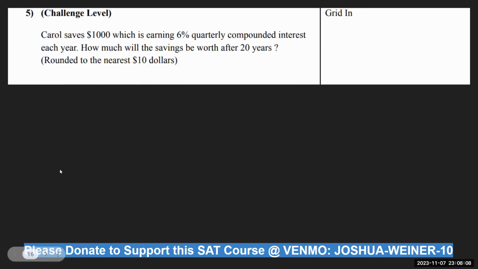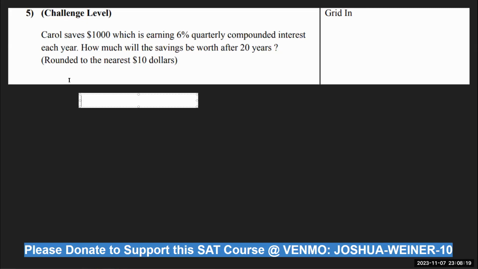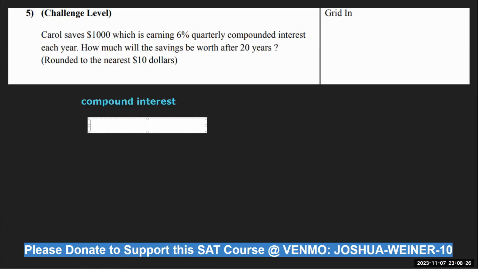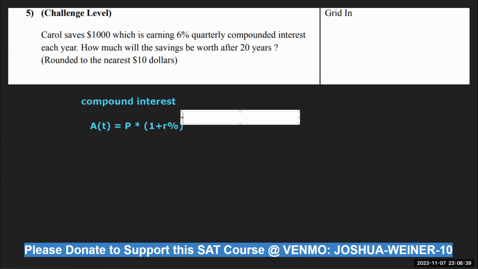Question 5. Carol saves $1,000, which is earning 6% quarterly compound interest each year. How much will the savings be worth after 20 years? Compound interest formula. Well, here we have a principal. The final amount after T years will be the principal times 1 plus the rate percent raised to the T years.